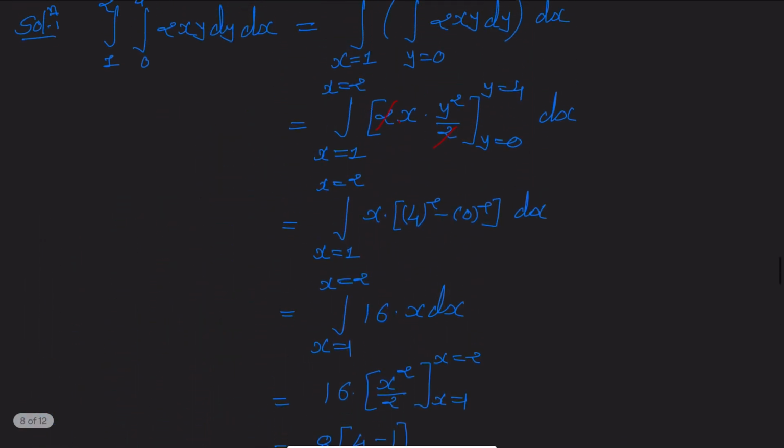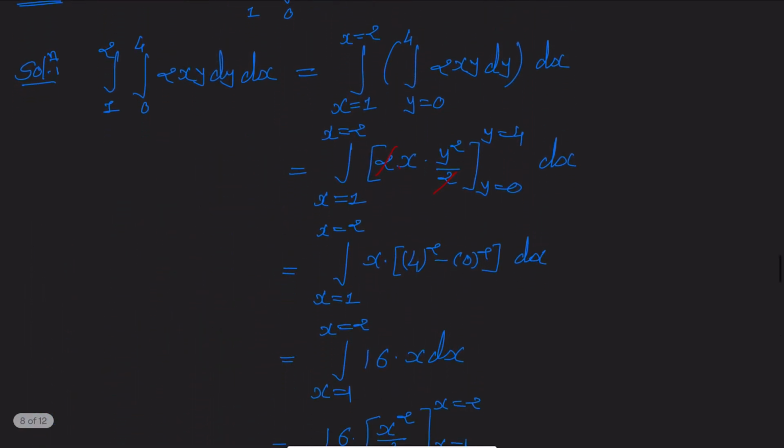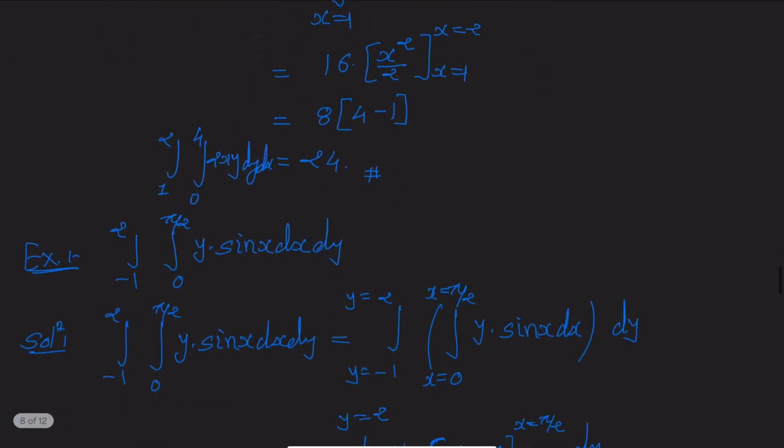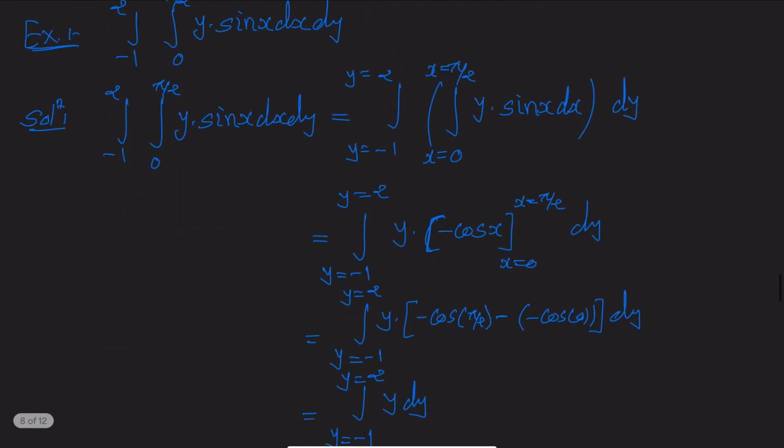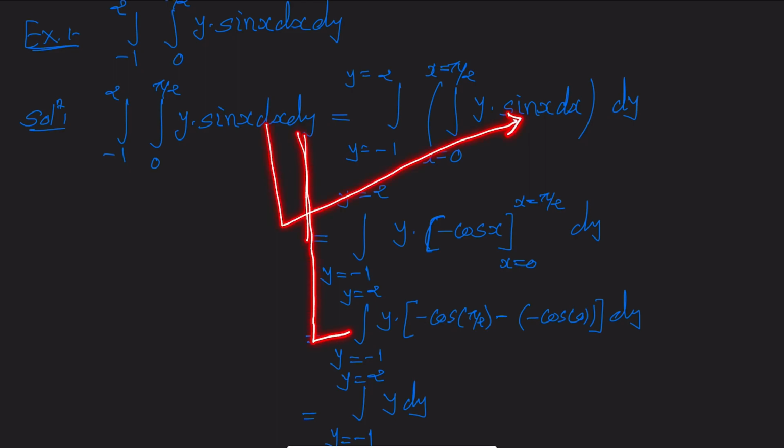So look at these two examples again. Here we had given dy dx, so first we integrated with respect to y, then we integrated with respect to x. In this example, we had given dx dy, so first we integrated with respect to x, and then we integrated with respect to y.